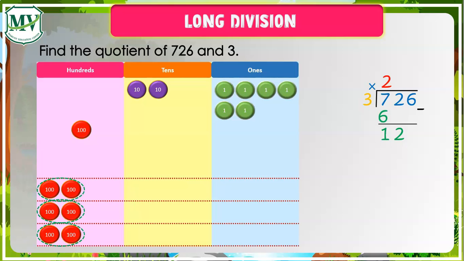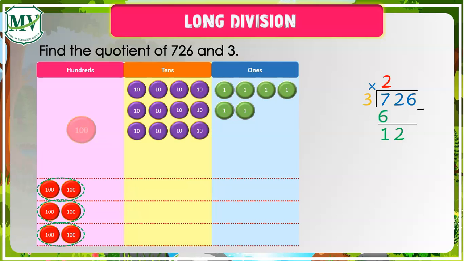Looking back in our place value chart, we cannot put this 1 left over into any group on its own, because it won't be shared equally then. So what we're going to do is exchange it. We will exchange this 100 disc into 10 tens. Next step is, we will divide 12 tens into 3 equal groups.